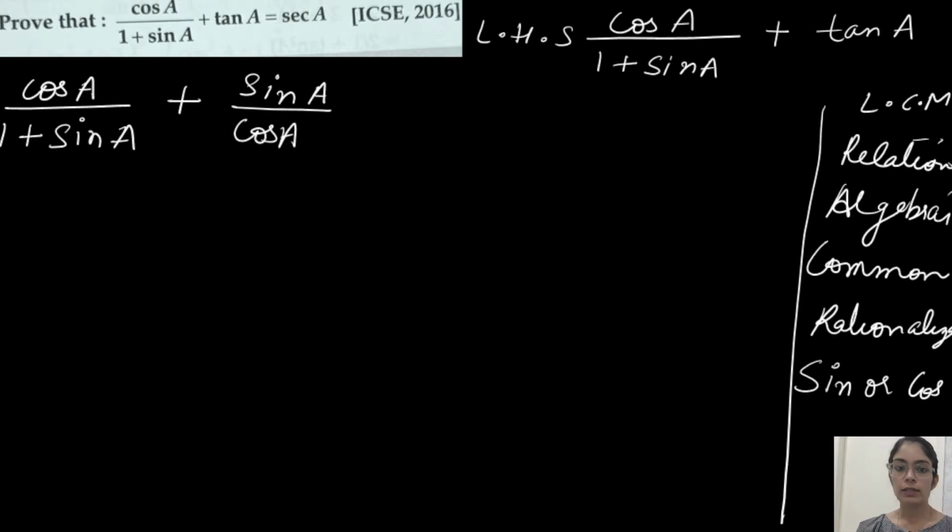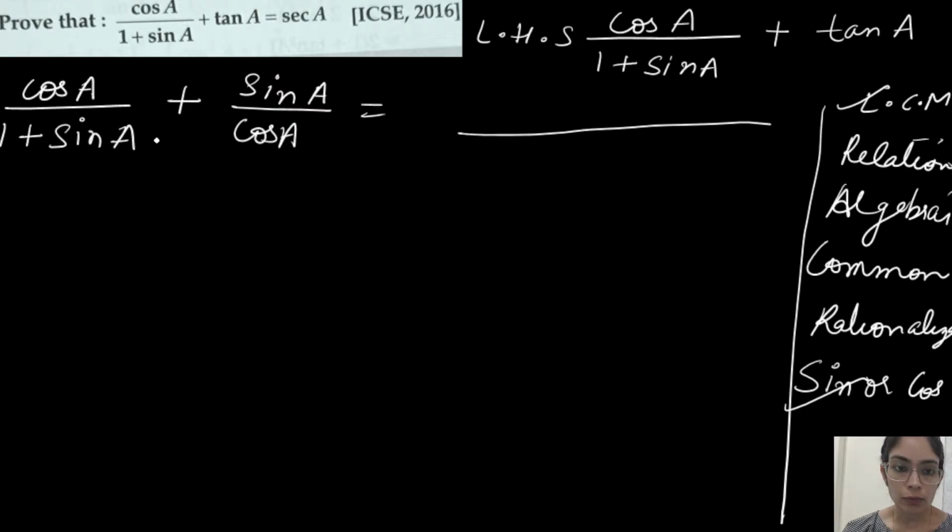So tan A is equal to sine A by cos A. Now this rule we have applied. Now again two fractions are there, and they are getting added. So that means we have to take their LCM. So what will be the LCM? The same way I told you how to do the LCM.